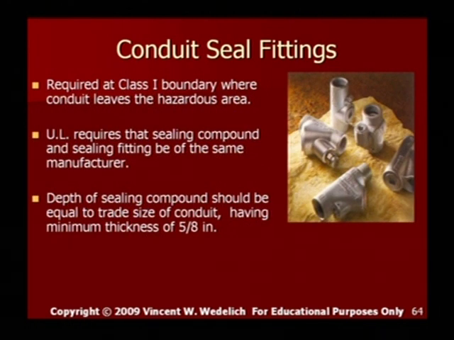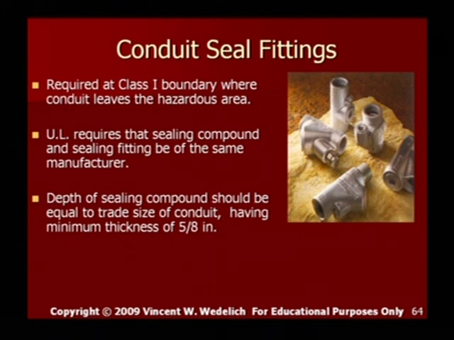So they're required at the Class 1 boundary where conduits leave the hazardous area. So if you have a non-hazardous area such as an MCC room, you're leaving that MCC room and going into a hazardous area, that's where you need the seal, right at the point where you enter into the hazardous area. So anytime you have a hazard change, you need a conduit seal.